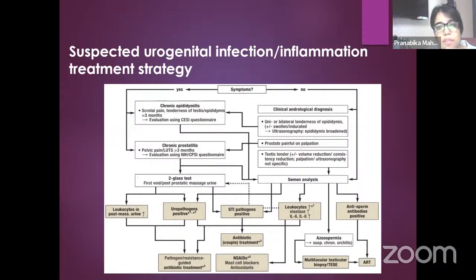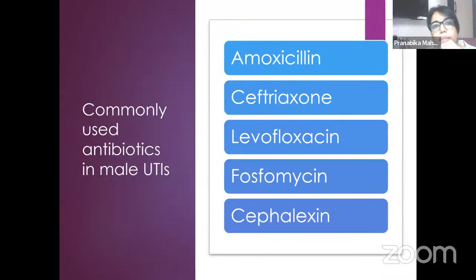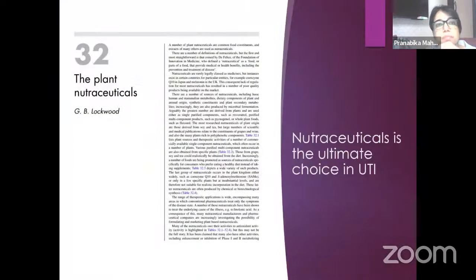And if this comes positive, we will see the sensitivity report and give the antibiotic. Next, please. Commonly used antibiotics are ampicillin, ceftriaxone, levofloxacin, fosfomycin, and cephalosporin. Plant nutraceuticals have many activities, actually antioxidant activities. So these nutraceuticals are used in UTI.